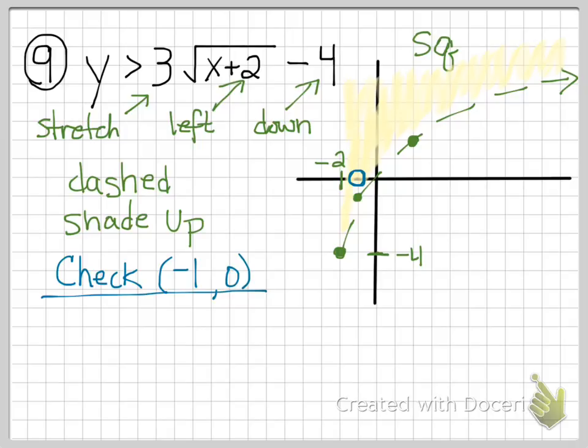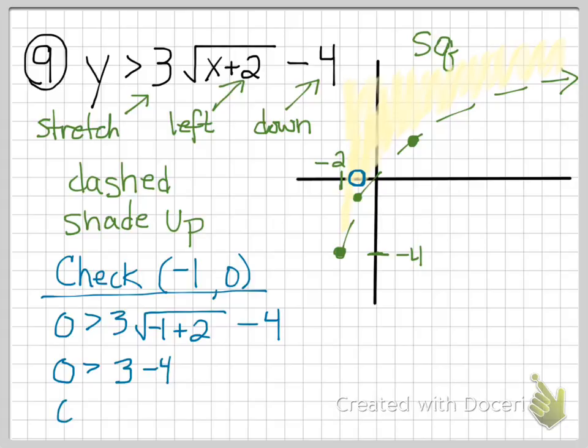Okay. Y is 0. So I have 0 greater than 3 times the square root of -1 plus 2, minus 4. -1 plus 2 is 1. Square root of 1 is 1. 1 times 3 is 3. 3 minus 4. So is 0 greater than -1? Yes, this checks. That means we shaded in the correct region.